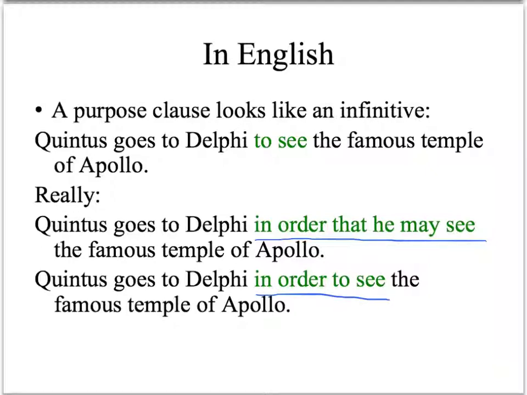Can you see that there is some uncertainty in this construction? There's no guarantee that Quintus is going to see the famous temple, but he is proceeding to Delphi in order that he may at some point see that famous temple.